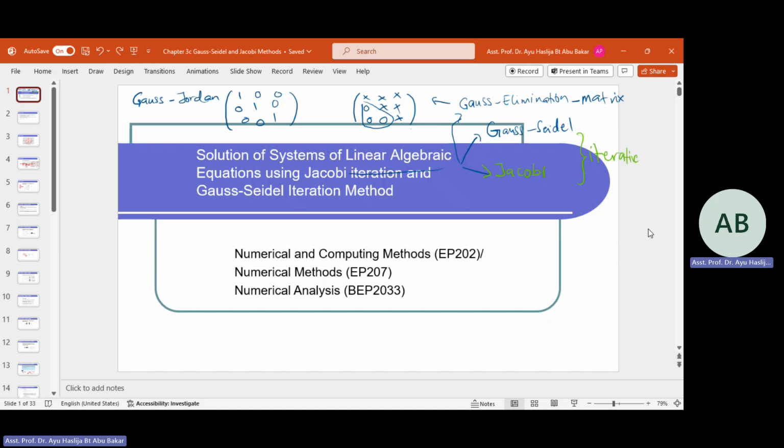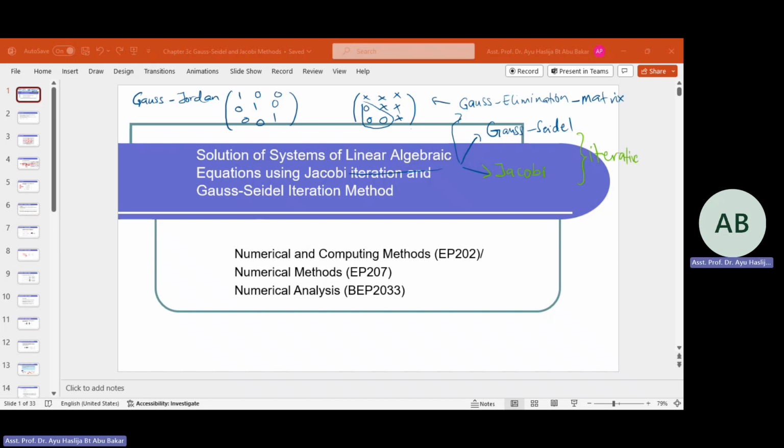Last class we had done the LU decomposition. Do you have any question before I proceed to the next topic? We started this exercise last class on Monday. Any question for the LU? Clear?